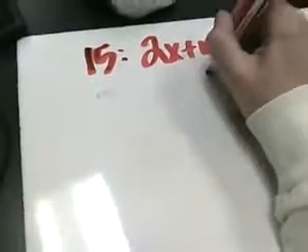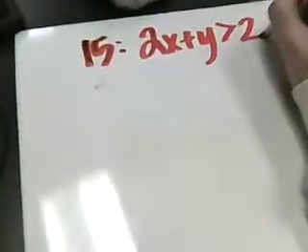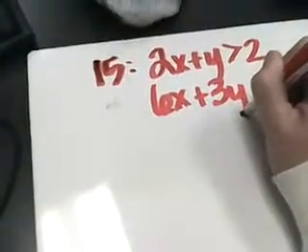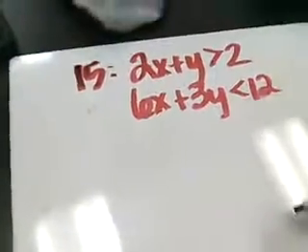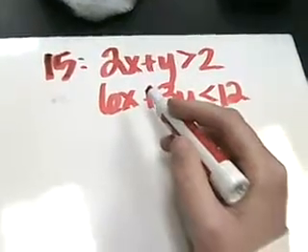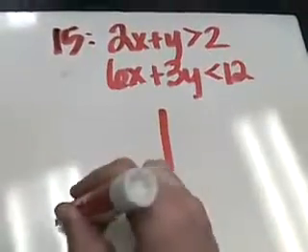All right, and my red marker worked really well, so I'm going to use red here. Just a second. Okay, so I'm looking at number 15, and 15 says 2x plus y is greater than 2, and 6x plus 3y is less than 12. Now notice both of these, because x and y are on the same side, are in cover-up method. Okay? Let me get my graph drawn here.